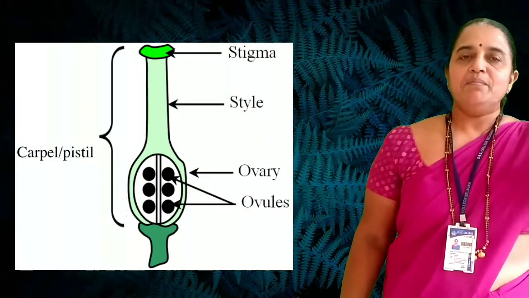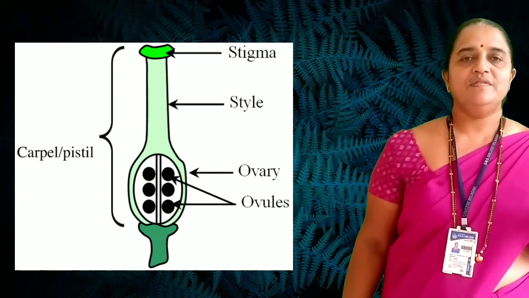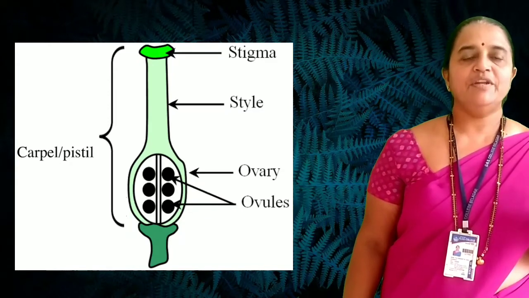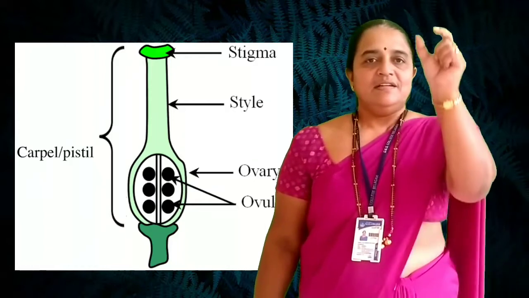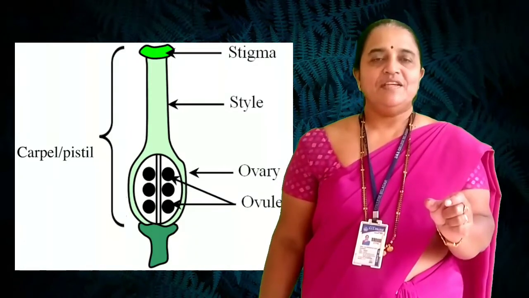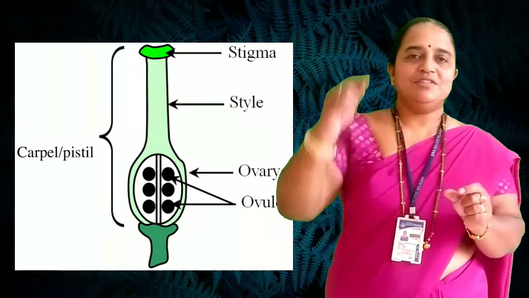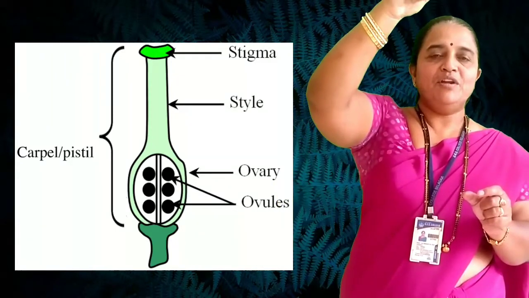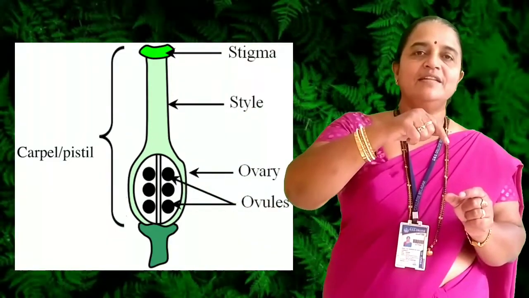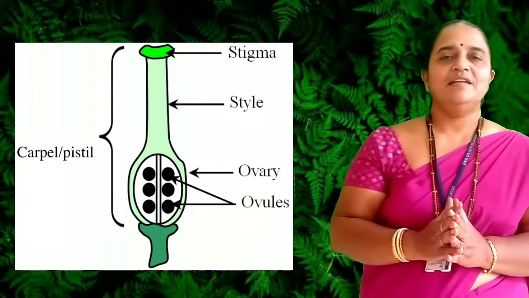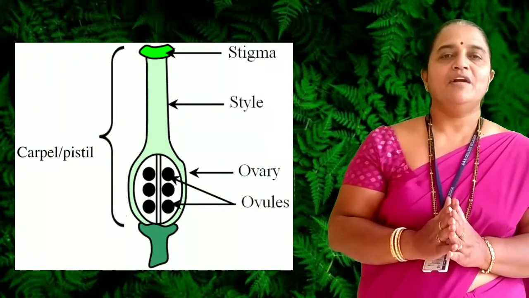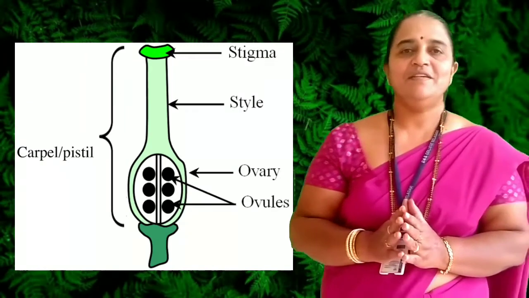The upper portion, which receives pollen grains during pollination, is known as stigma. The tubular portion is style, through which pollen grain germinate, and the pollen tube penetrates to carry the generative cell. And the most fertile, important part of carpel is ovary.